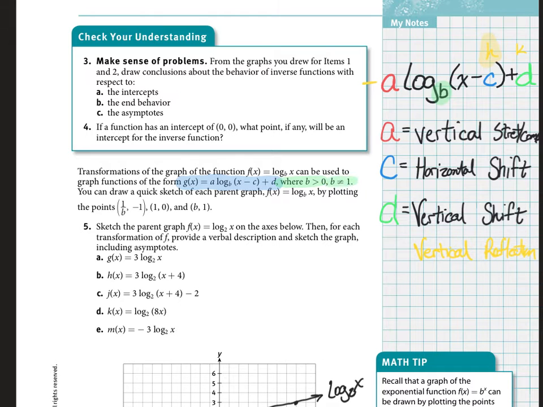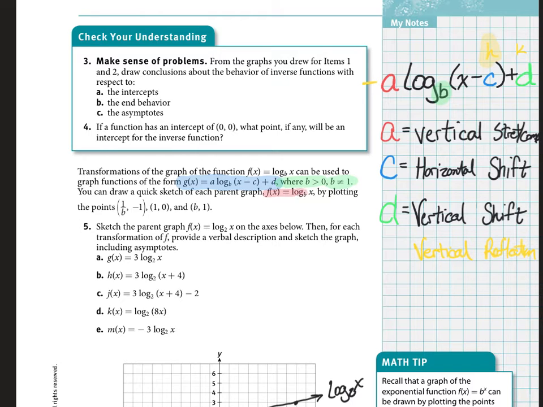And the b value can't be 1, because nothing happens if it's 1. It's basically like saying 1 to a power of anything, because 1 to the power of anything is going to be 1. All right, and then here's the key point I want you to recognize.